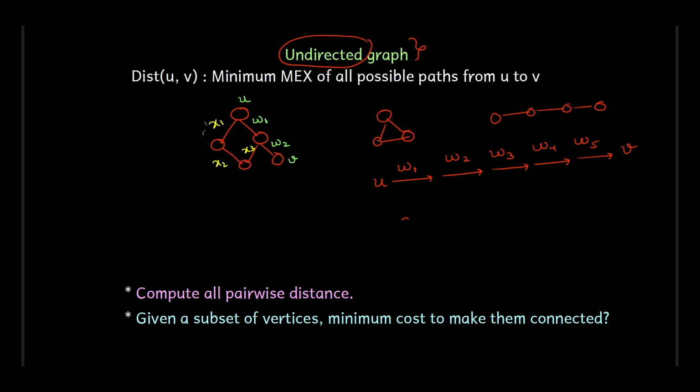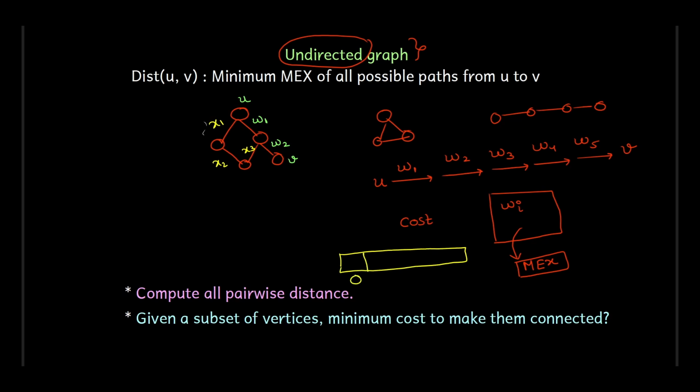Then we define the cost of this path not as the sum of all the edge weights, but instead you create a set and you store all the Wi's that you encountered on your path, and then you compute the MEX, which is the minimum excluded value from this set, which is the first non-negative integer that is missing from this set. In other words, if you were to plot all the Wi's on the number line, suppose this is 0, this is 1, this is 2, this is 3, this is 4, and so on.